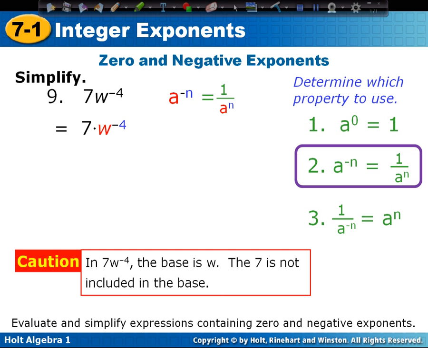It says, caution, in 7w to the -4th power, the base is w. The 7 is not included in the base. So again, the 7 is not being taken to the -4th power, only the w. So we're going to write this as 7 times 1 over w to the 4th, which is going to give us 7 over w to the +4. Again, the 7 is not going to go to the bottom because it's not being taken to a negative power here. Only the w is being taken to a negative power, so it's the only thing that gets moved to the bottom. Take a minute, make sure you have it copied down.